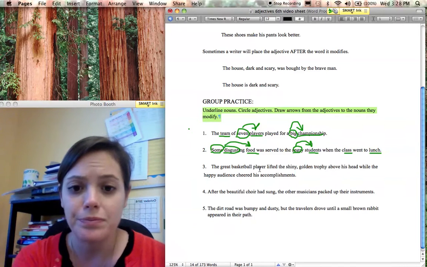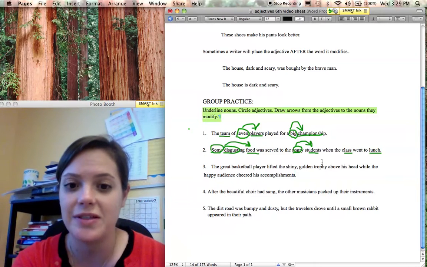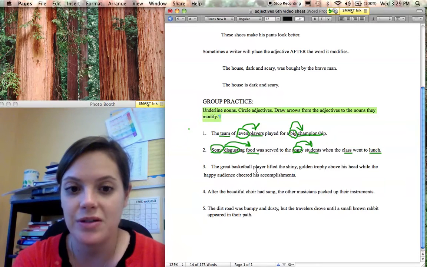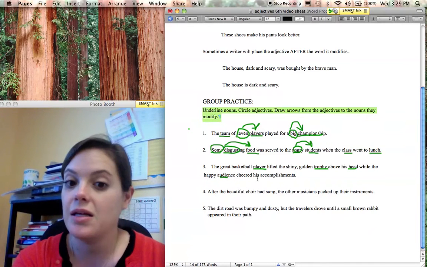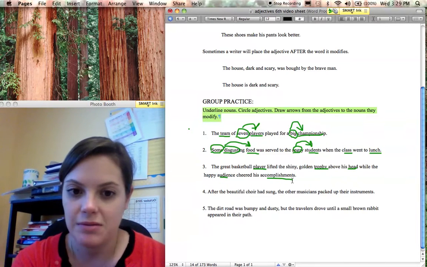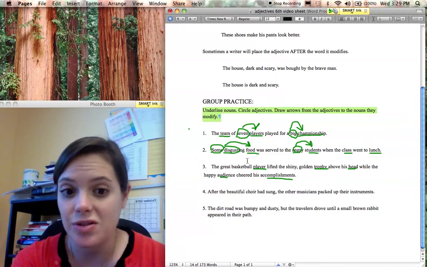So number 3. So the great basketball player lifted the shiny golden trophy above his head while the happy audience cheered his accomplishments. So once again, I'm going to look for my nouns first. I got player, trophy, head, audience, and accomplishments. Lots of them. Okay, so let's look and see if we have any adjectives describing our nouns.